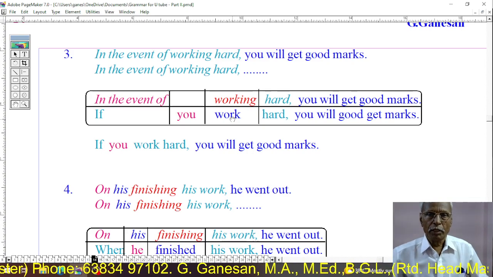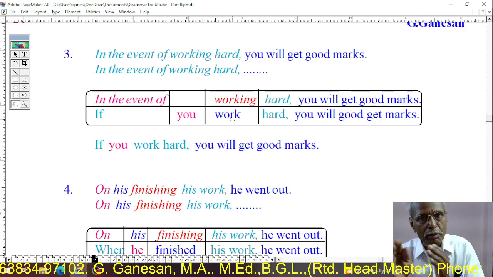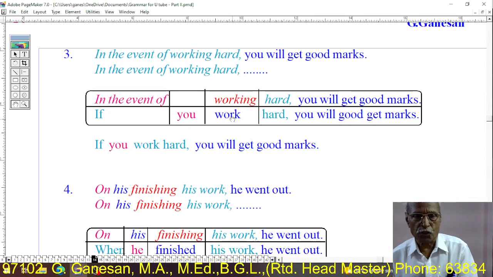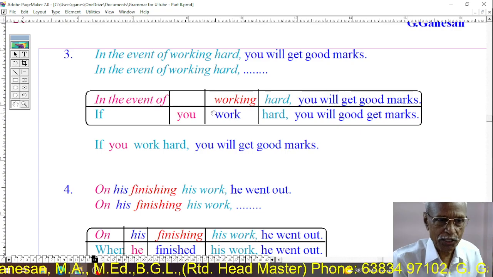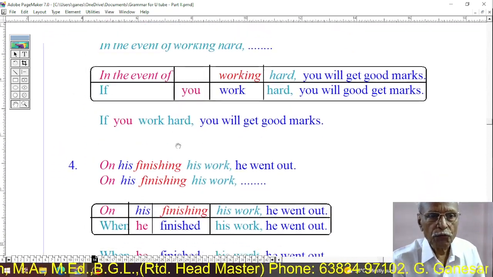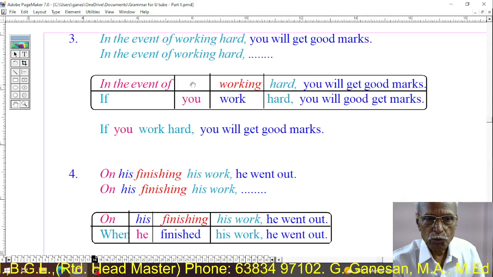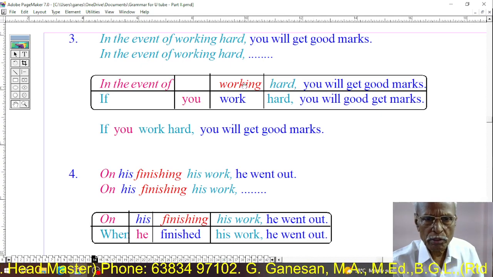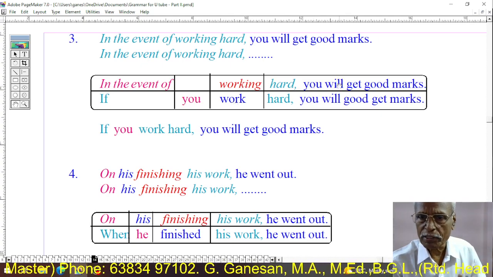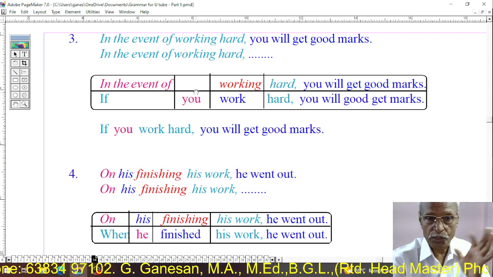First condition: the subordinate clause should be in simple present and the main clause should be in simple future. If you work hard, you will get good marks. In the event of, no subject, so the main clause subject has been used. Working becomes work, because it is the if clause of the first condition.